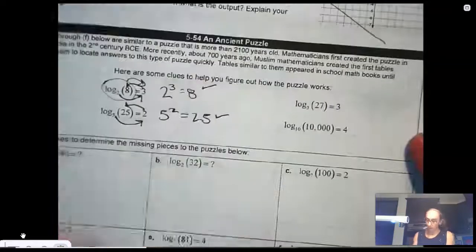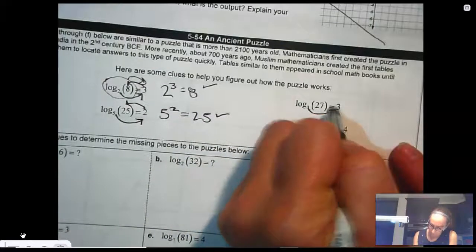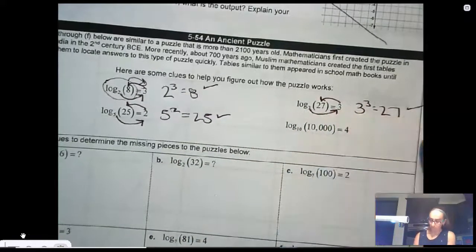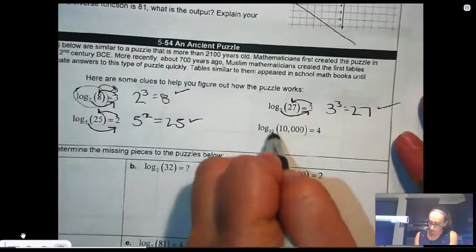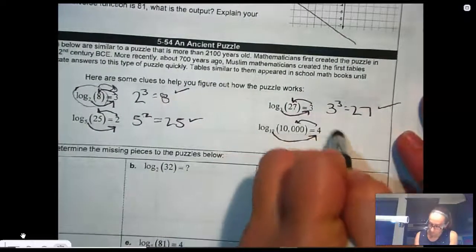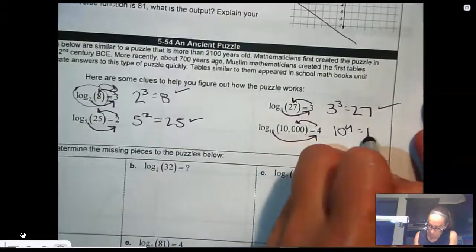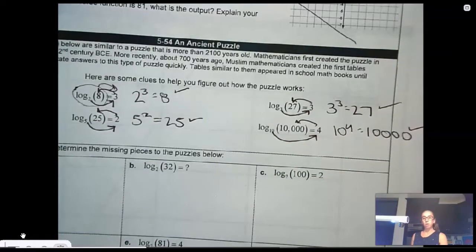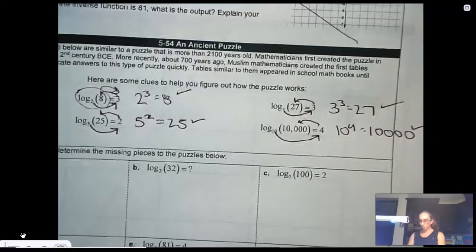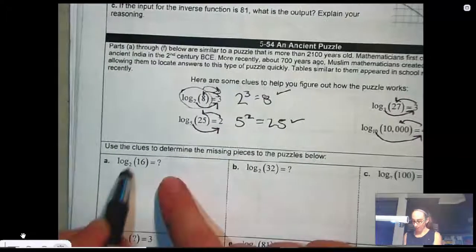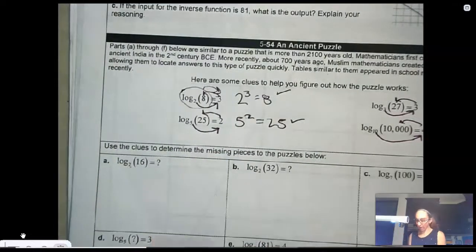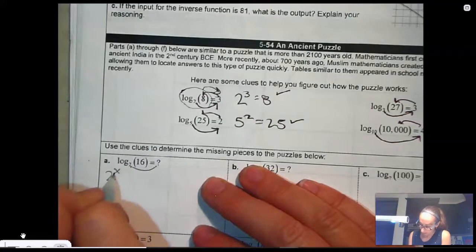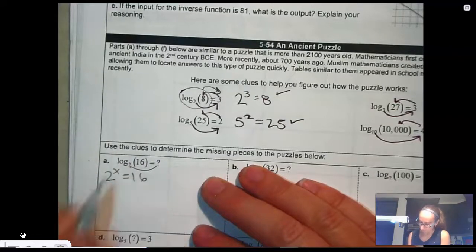If I was to rewrite this in exponential form, I think you would agree 3 cubed is 27. If I was to write this in exponential form, 10 to the 4th is a 1 with 1, 2, 3, 4 zeros, so that's true. But what if I can't write it in exponential form? I don't see it, so I don't know what that is. That would be 2 to the, I don't know what it is, equals 16.